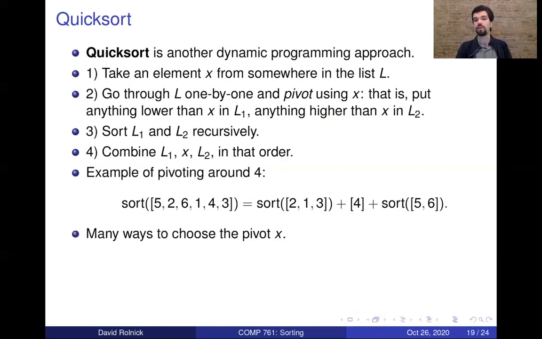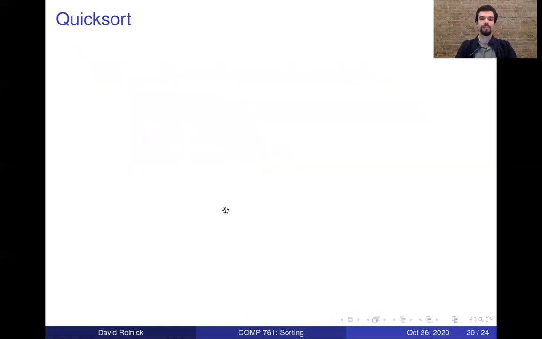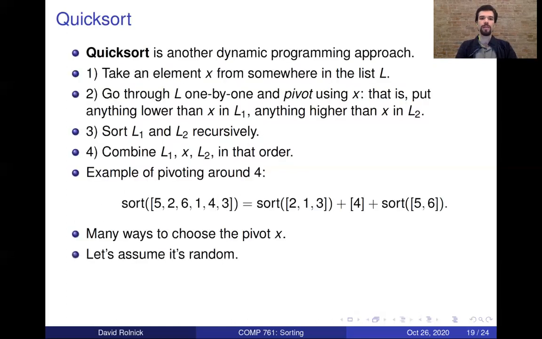There are many ways to choose the pivot. You might have chosen the pivot to be 6. You might have chosen it to be 1 or 4 or 3. Let's assume it's random. The way you pick the pivot is random. Are there any questions about this?